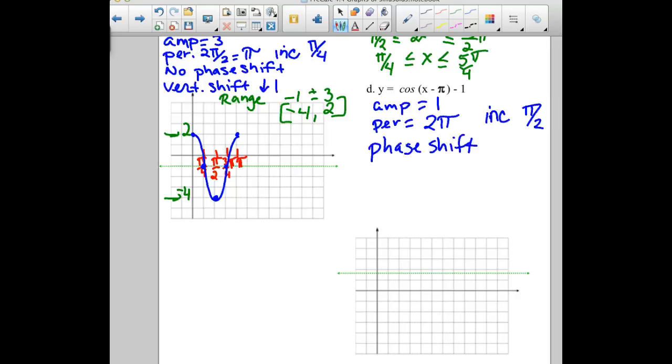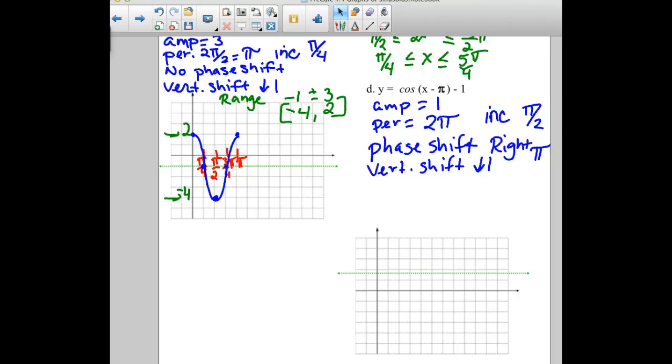Because it's a minus sign, we're going to the right. Right pi. And last piece, our vertical shift. Everybody, come on. Down 1. Okay, so let's get our dotted line down 1.